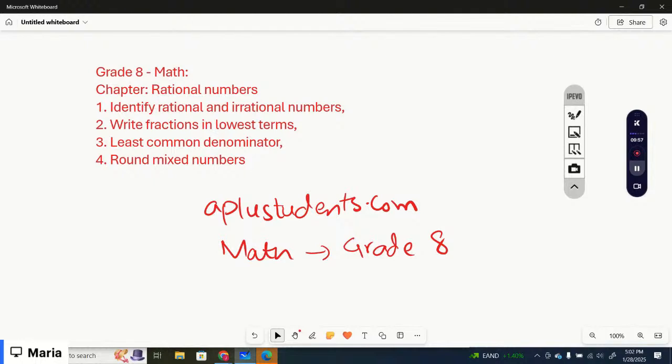The lessons we're going to cover today are identify rational and irrational numbers, write fractions in lowest terms, least common denominator, and round mixed numbers. So please make sure you have your notebook and pencil so that you can note down the important examples and definitions as well.